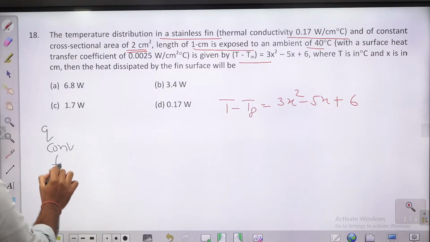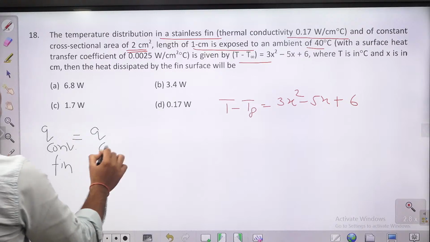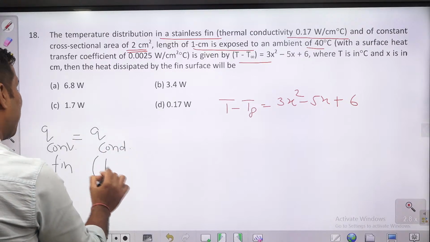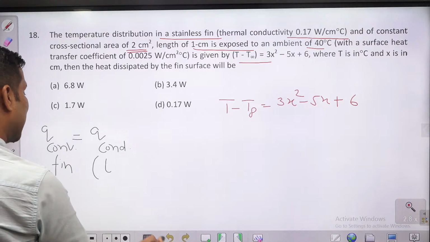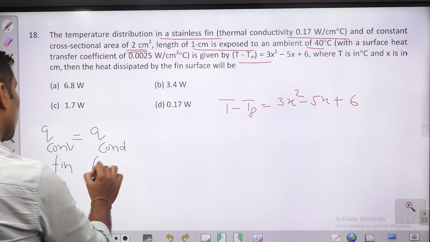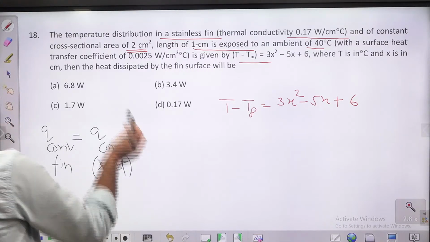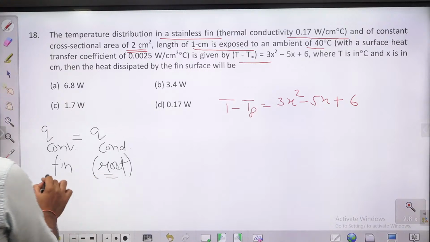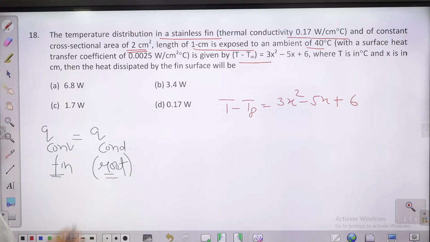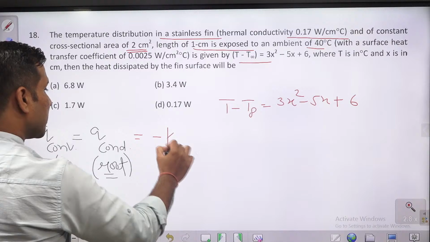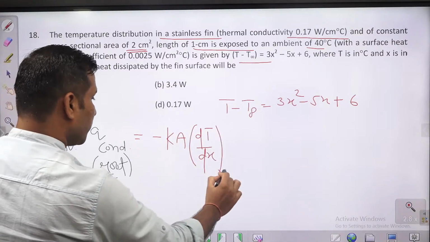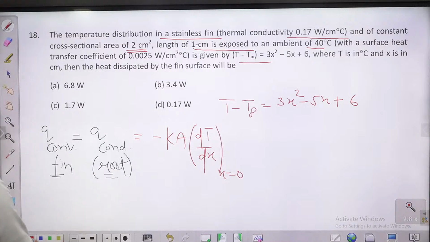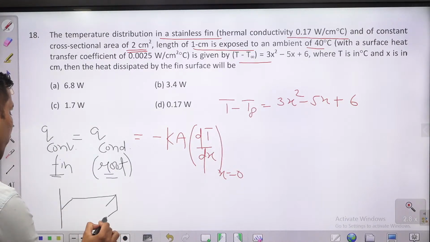कितना फिन से कन्वेक्शन हो रहा है गाइस? Q convection is nothing but Q conduction. Whatever heat is entering into the fin by conduction at the root of the fin, that is equal to Q convection from the fin, and that Q conduction is nothing but minus kA dT by dx at x equal to 0. So we are interested in finding out the Q conduction because fin के अंदर root पे heat कैसे enter करता है बच्चों?